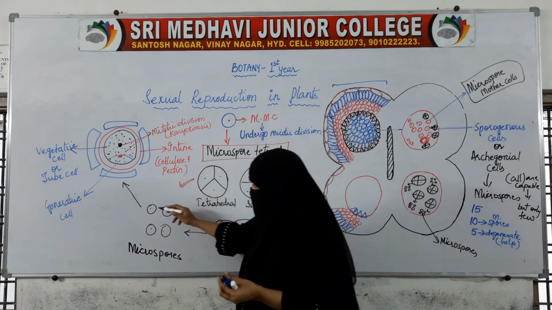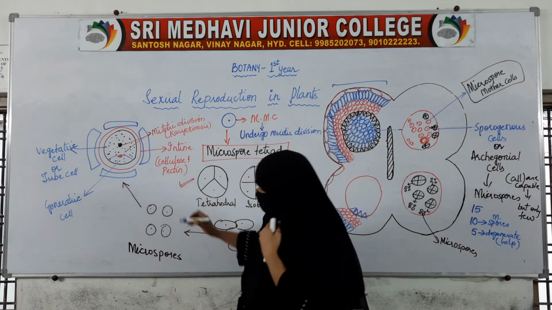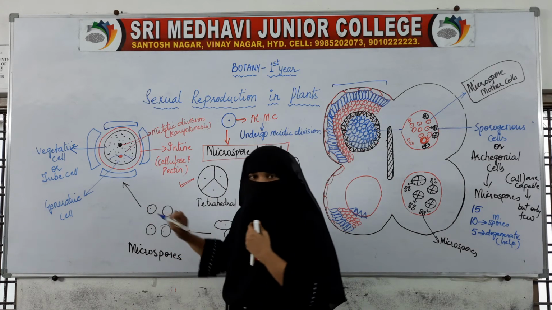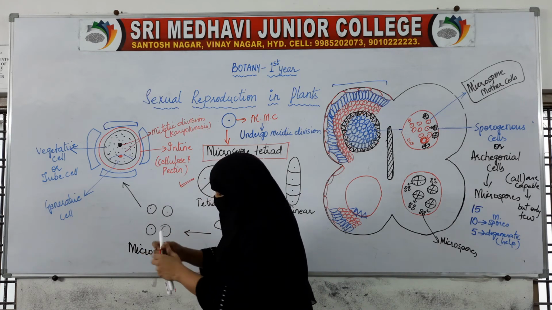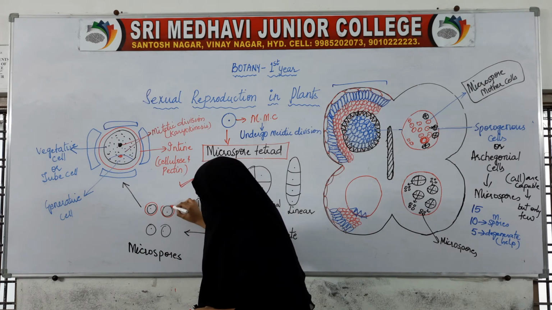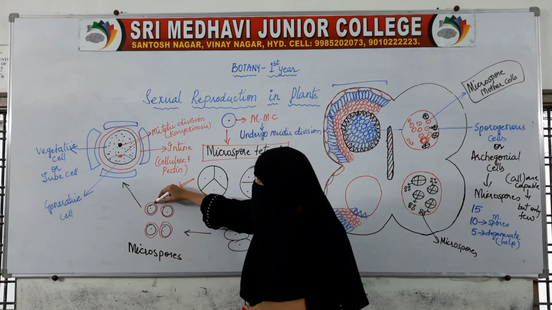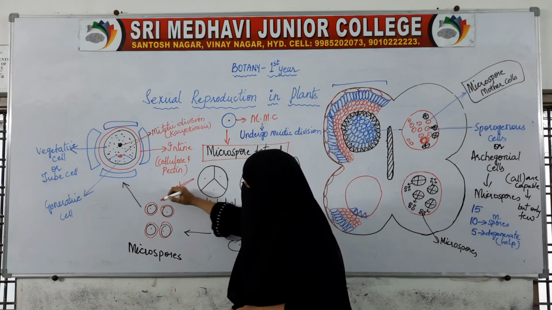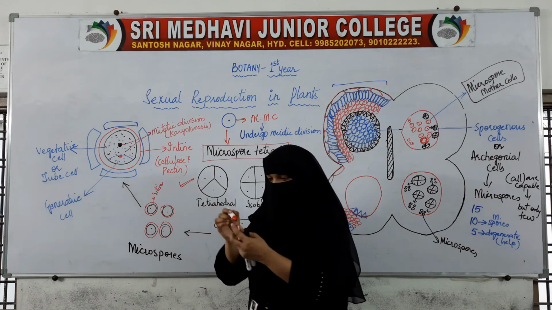Here what happens is, around this microspore, this is the actual plasma membrane of this microspore. Two layers will be surrounding this microspore. This is the inner layer, and this inner layer is called intine.